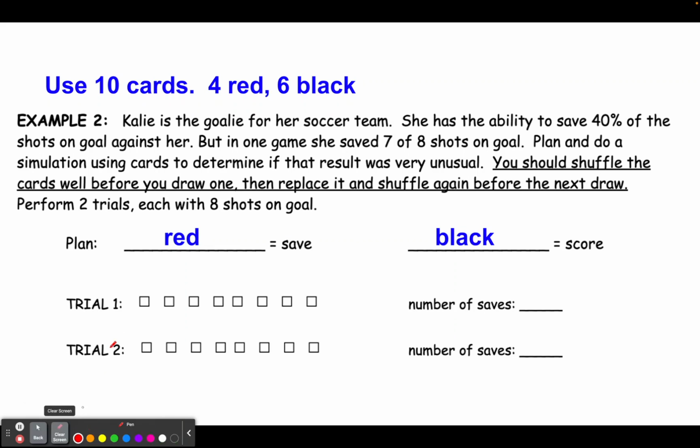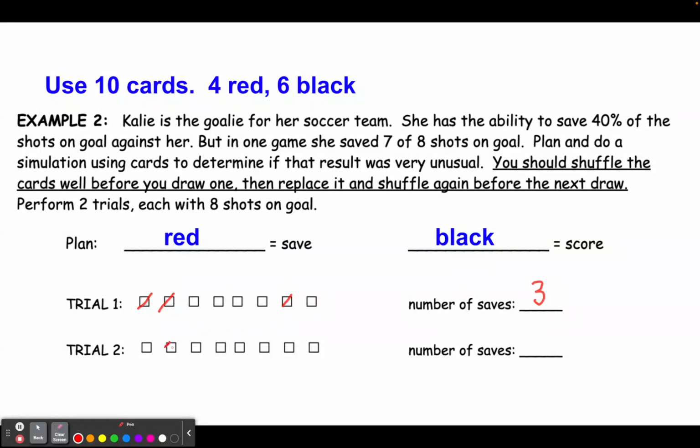Let's suppose we shuffle and the first card we pull out is a red card. We'll mark that as a save for her. Put the card back in the deck, shuffle up again, pull out another card. Let's suppose you pull out another red card, which is another save. Put it back in and shuffle. And then maybe the next few cards that you pull out are black. And then she gets another save. And then the last one is a black card, which means a score. So out of these 8, she had 3 saves out of the 8.